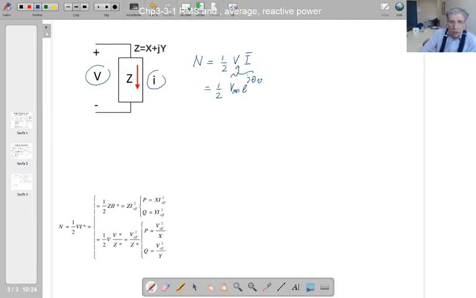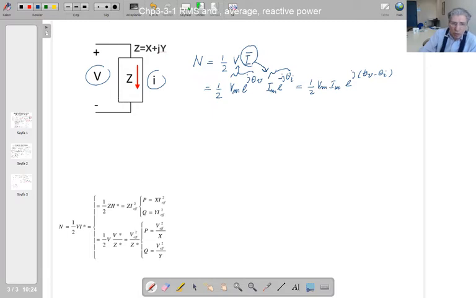The current phasor is Im, the modulus of the complex number, e to the power j theta I. Theta I is the current angle. That is the phasor of the current, but it says the complex conjugate of it. So if I put a minus here, it becomes the complex conjugate. If we do this multiplication, we end up with 1 over 2 Vm Im e to the power j (theta V minus theta I).